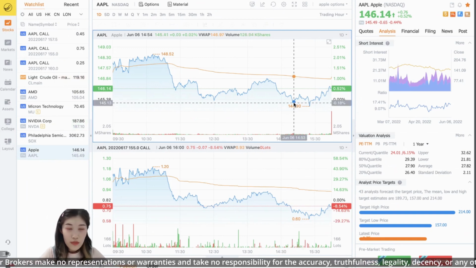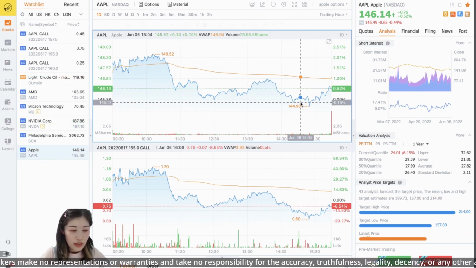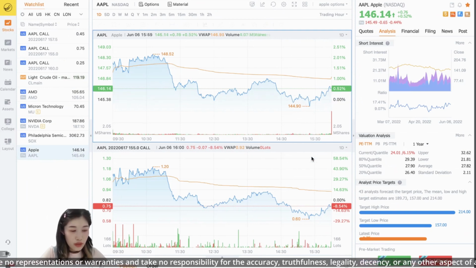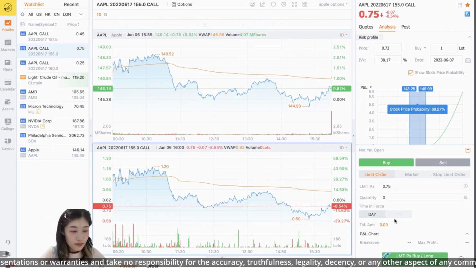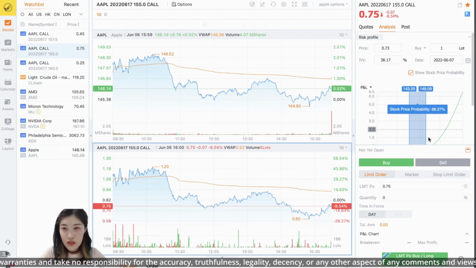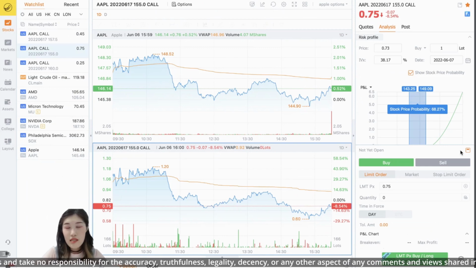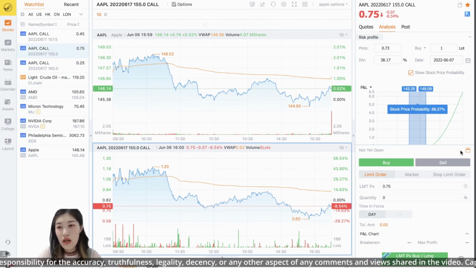And if the stock price of Apple is moving close to the break-even point when the market opens, we can exit quickly here to avoid any potential loss. This is really nice because you can never do this on any mobile apps. Now that's all about options. Next, let's take a look at the flash trade function on futures.